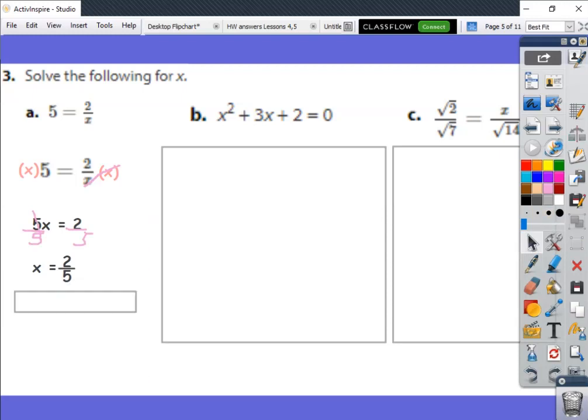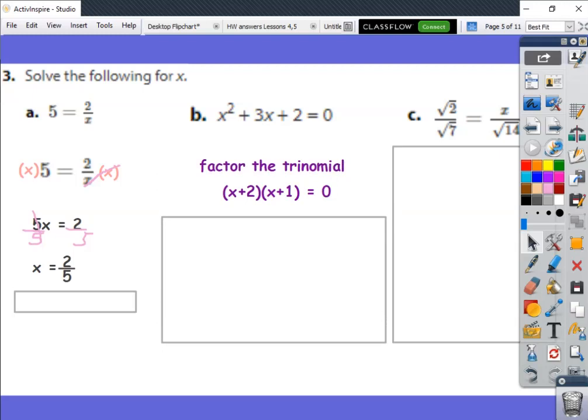Look at letter B. This is a quadratic. There are different ways to solve it. You can use the quadratic formula, but for this one, since it's a trinomial, I like to see if it's factorable, so I'm going to go ahead and factor it. In factoring a trinomial, I'm looking for two numbers that, when I multiply them, give me 2, and when I add them, give me 3. In this case, the factors are going to be x plus 2 and x plus 1. Again, still equal to 0.